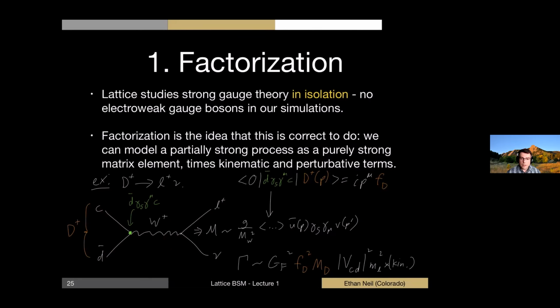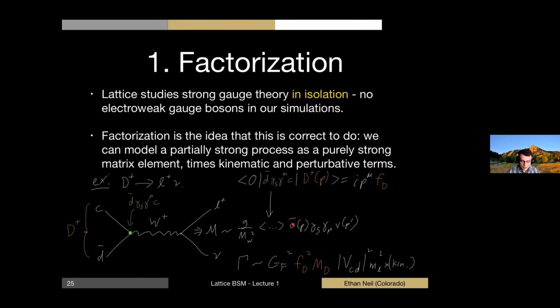And what factorization tells us is that we can deal with these two pieces separately. So when we go to write the amplitude, we write the usual perturbative pieces. You know, there's some spin piece for the leptons on the right-hand side. We have the coupling and the W boson propagator here. This will turn to G Fermi.